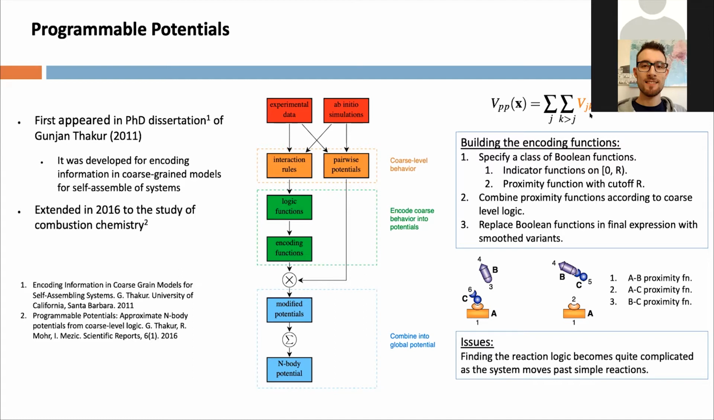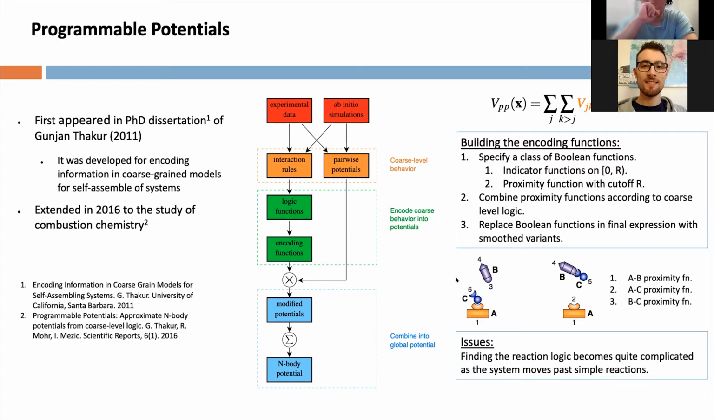So V_JK would be the pairwise potentials between molecules J and K, and S_JK would be the encoding function that modulates this. So mathematically, to build these encoding functions, we start off with a class of Boolean functions, which we take as indicator functions on the half-open interval, 0 to R. So this is really just a proximity function with a cutoff distance R. We then combine these according to the coarse level logic with ANDs, ORs, and NOT gates, and then replace the Boolean functions with smooth variants.